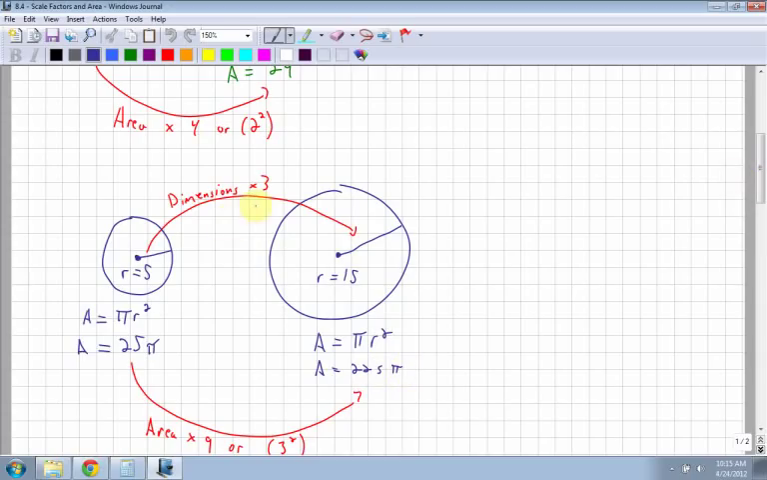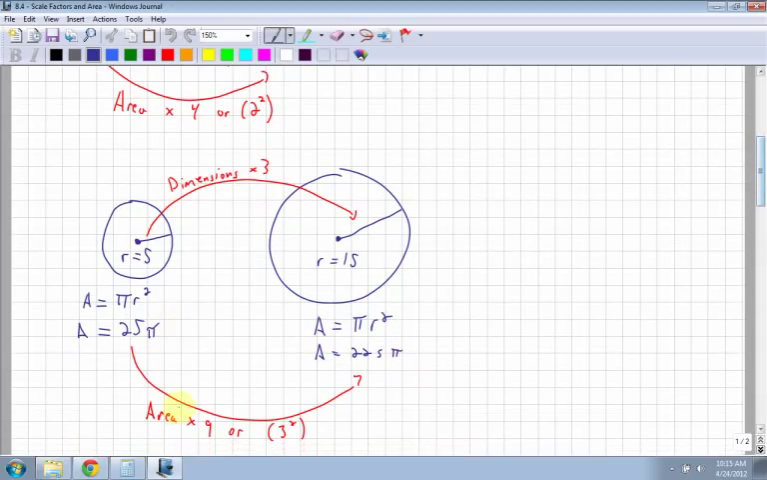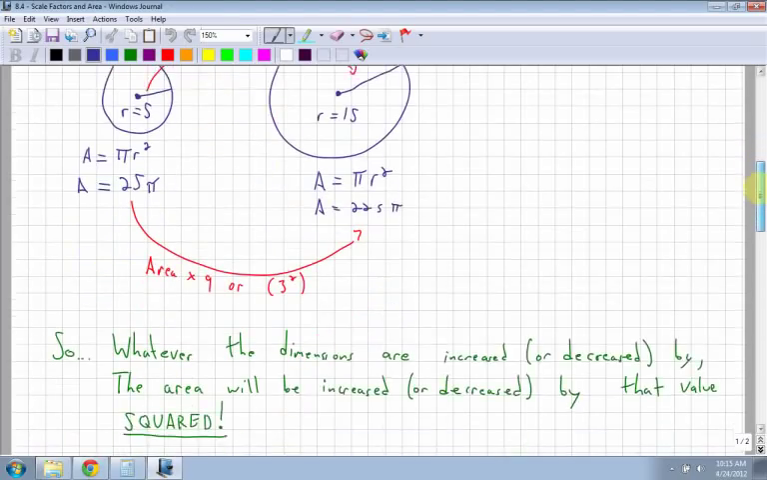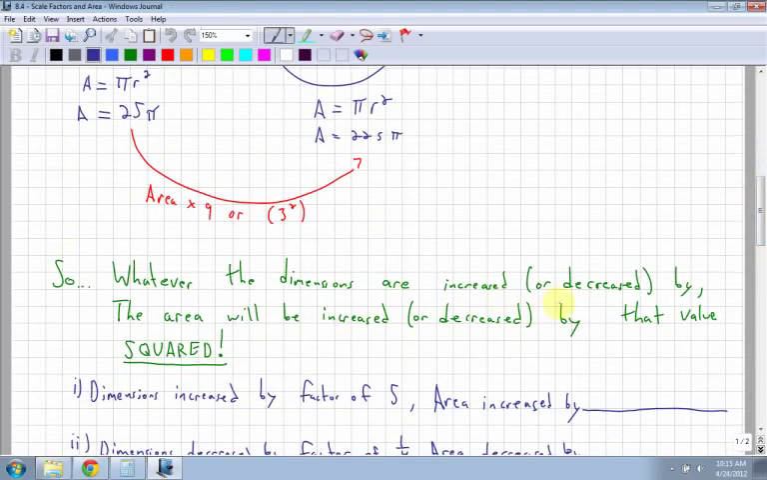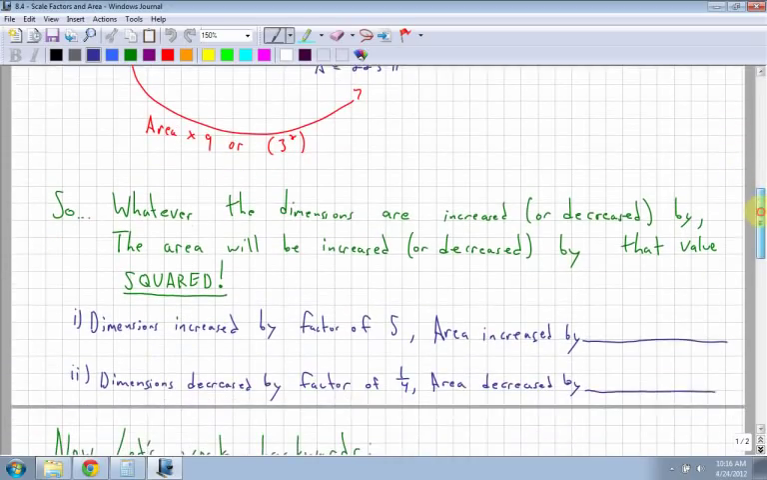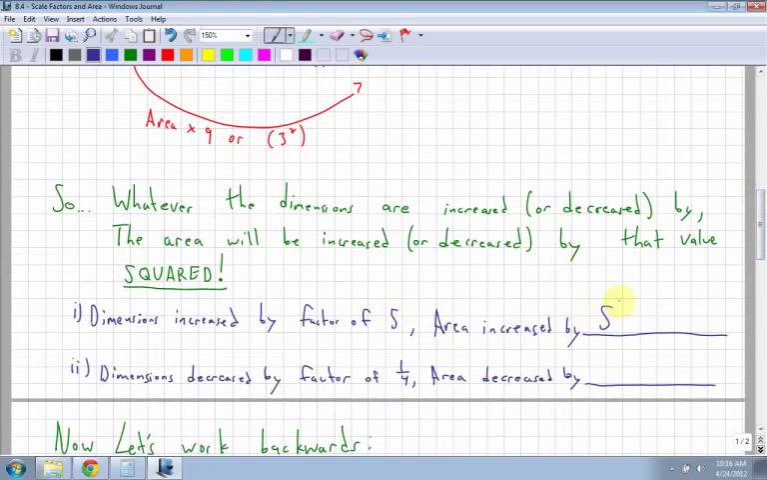This one has an area of 225 pi. So my dimensions have been multiplied by 3. My area has been multiplied by 9, which is 3 squared. So dimensions times 3, area times 3 squared. Interesting. So whatever the dimensions are increased or decreased by, because you can have a reduction, the area will be increased or decreased by that value squared. If we're dealing with area, then the value is squared. So dimensions that are increased by a factor of 5, area will be increased by 5 squared, or 25.